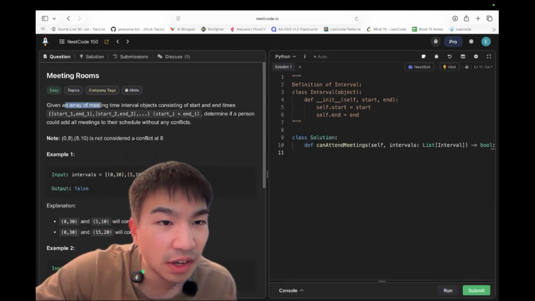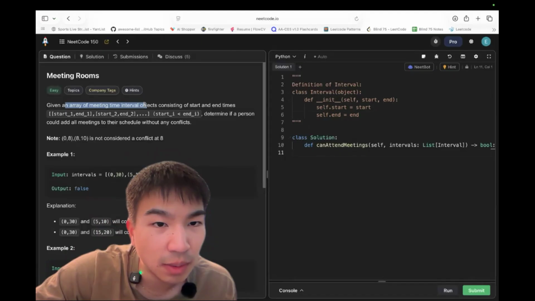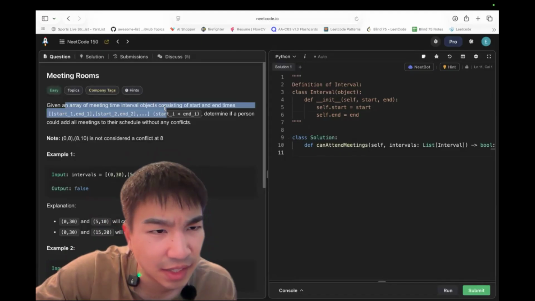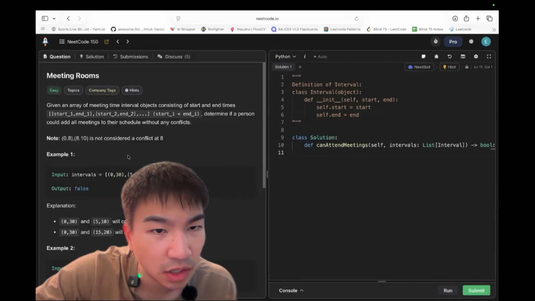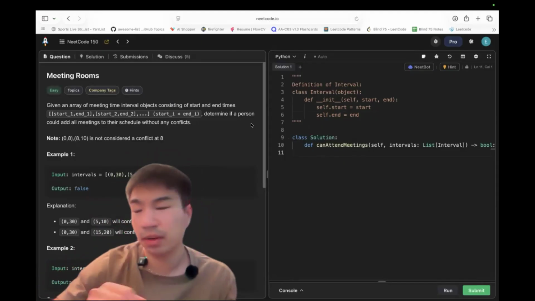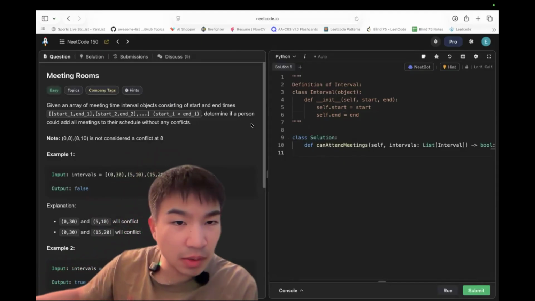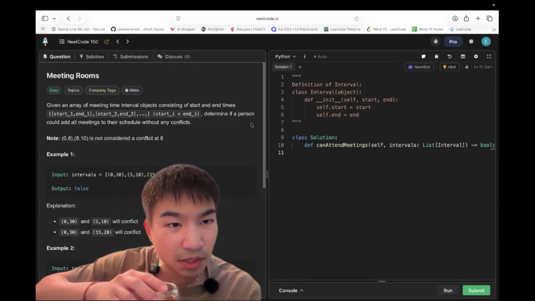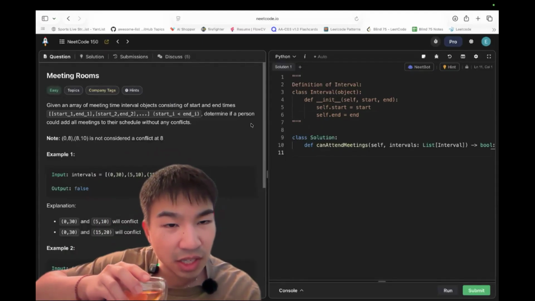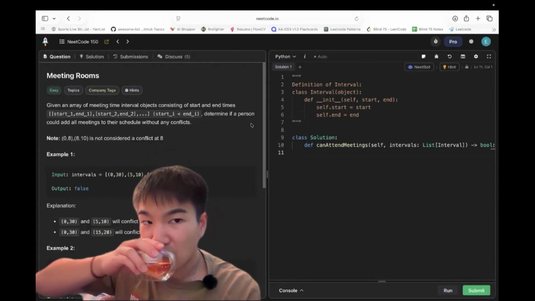We're given an array of meeting time interval objects consisting of start and end times. So we could see that there's a start and an end time, a start and an end time. And we know that the start time has to be smaller than the end time, so they can't be equal. It literally has to be smaller. We have to determine if a person could add all meetings to their schedule without any conflicts.